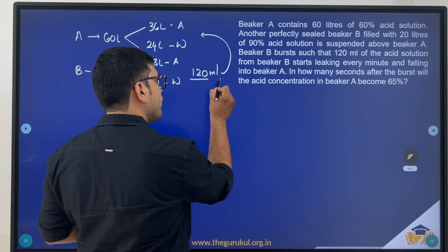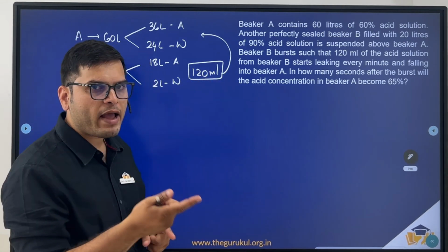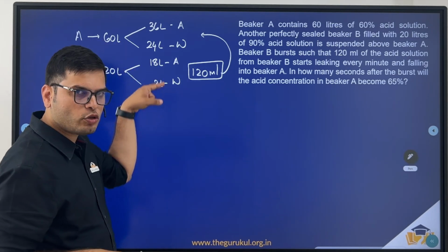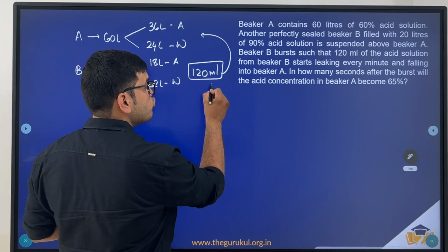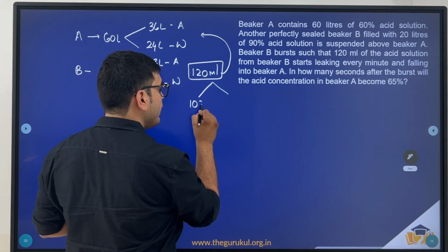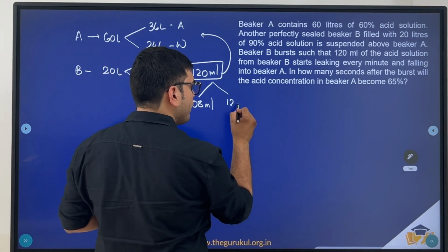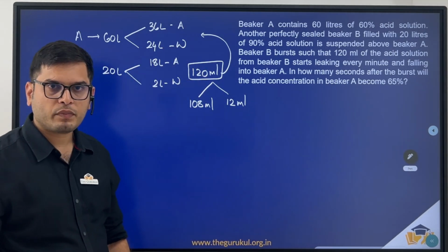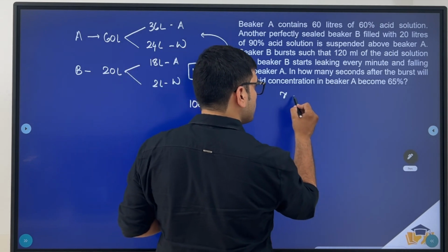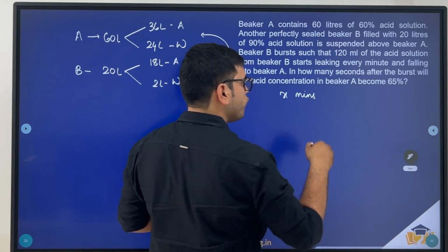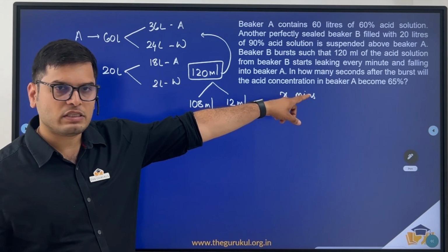Now, in this 120 ml, what will be the ratio of acid to water? It will be in the same ratio. So, 90% of 120 ml should be acid. So, that means 108 ml is acid and the remaining 12 ml is water. Right. Now, let me assume that after x minutes, the concentration of the resultant mixture in beaker A becomes 65%.